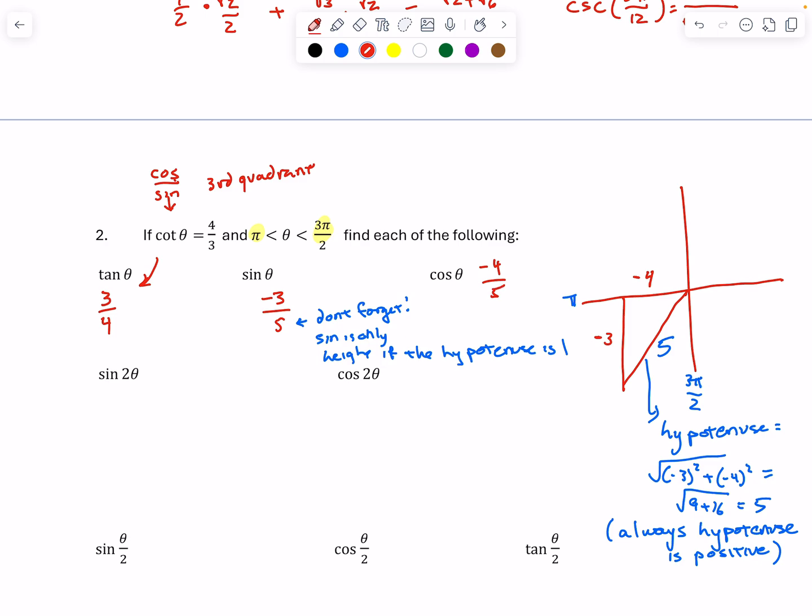Sine of 2 theta is 2 sine theta cosine theta. So we just stuff in the numbers that we just found. Sine of theta was negative 3 fifths. And we'll put the 2 over 1. 2 times negative 3 times negative 4 is positive 24 over 25. Okay. There are 3 versions of cosine 2 theta. Every single one of them gives you the same answer, because they're 3 versions of the same thing.